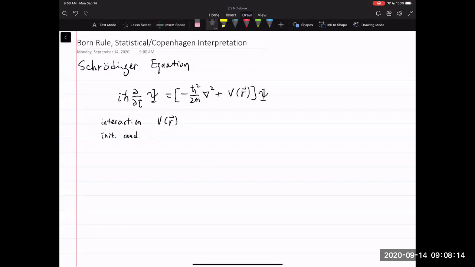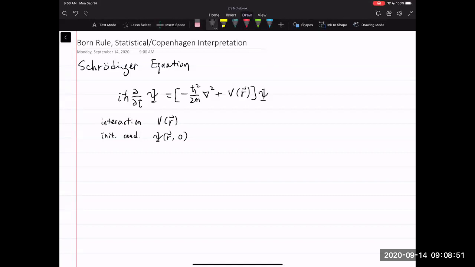Then we need two initial conditions. One is at time 0, where's the particle? And the second initial condition is at time 0, what is the speed? So we need x dot and x at time 0. Because Newton's equation is second order in time. Here, the Schrodinger equation is first order in time. So we only need one initial condition. So we only need to know the wave function at time 0, at t equal to 0.